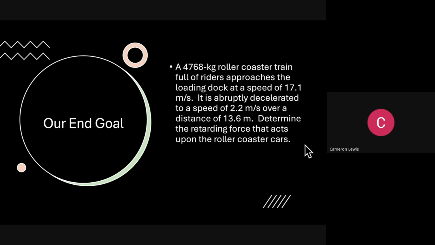So the goal is to put everything together so that we can actually solve this type of problem. It's a simple problem, but it comes from all the concepts that we did in previous units. So let's see how this all works out.